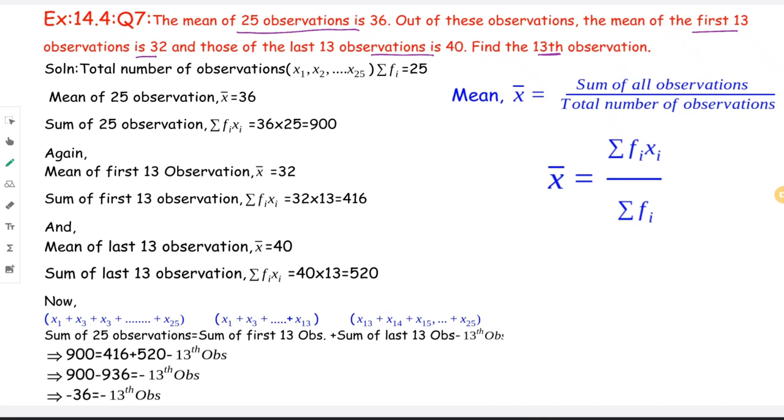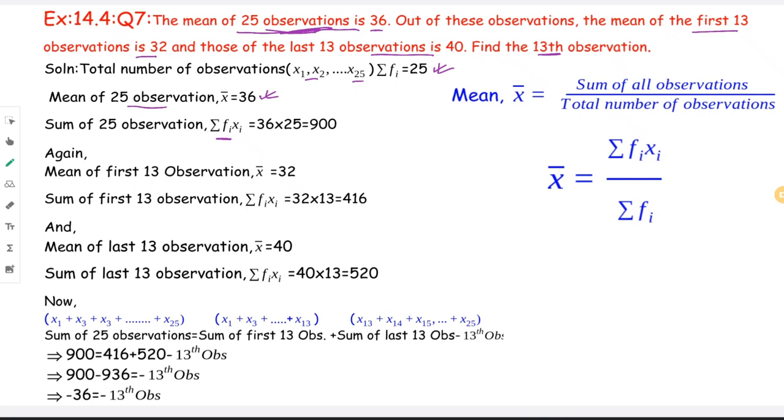That is why I'm just writing the total observations in brackets: x1, x2, x3, x4, x5 till x25, right? Then my total number of observations is 25. Now they have given us the mean of the 25 observations. The mean of 25 observations is 36. Now let us find the sum of the 25 observations.